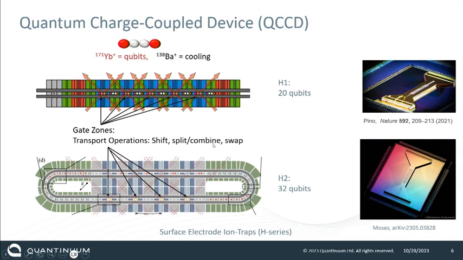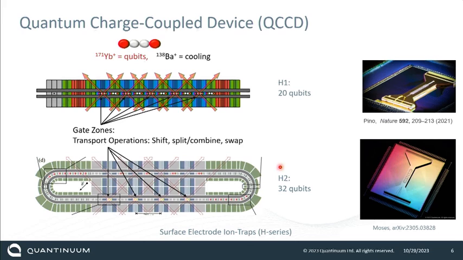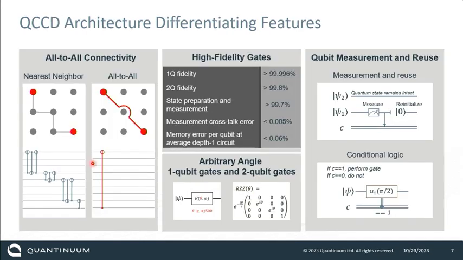Let me do this. There, that'll be easier. It is a 2-dimensional trap where we've basically taken these 2 surface traps and stacked them on top of each other, and it has this loop here. And it has 32 qubits.